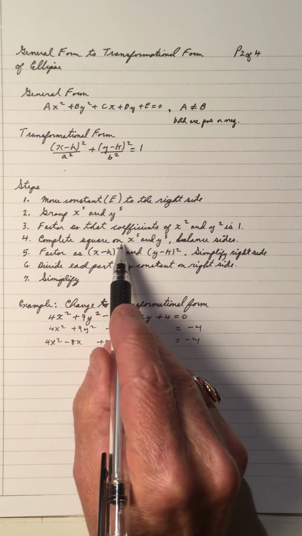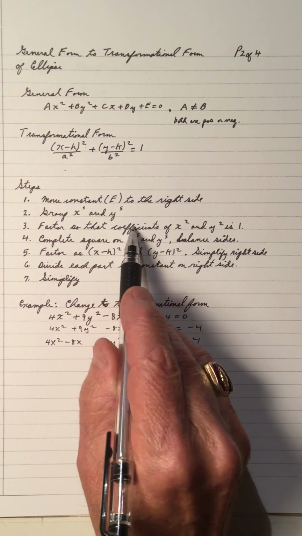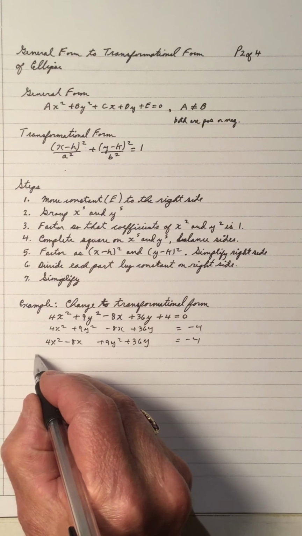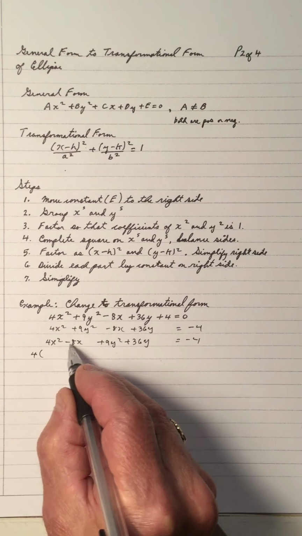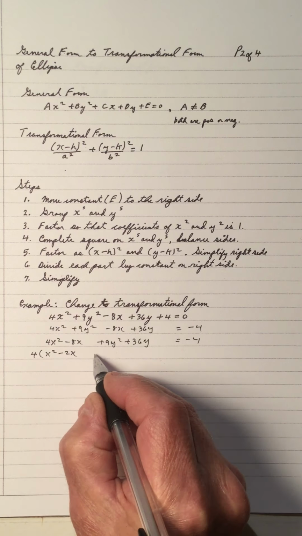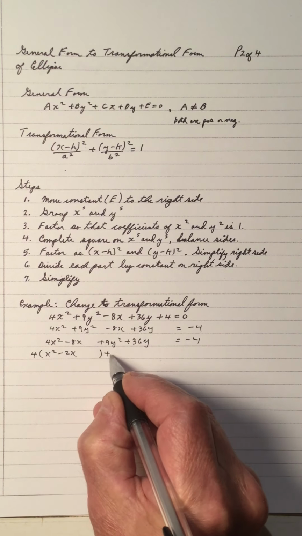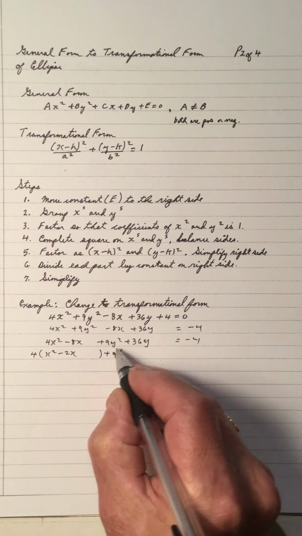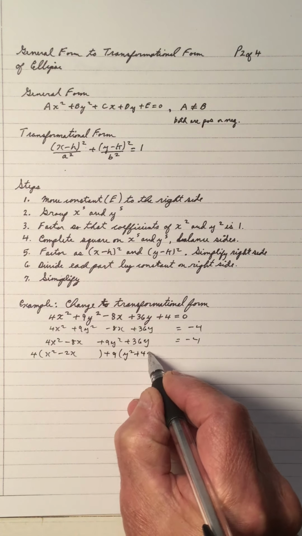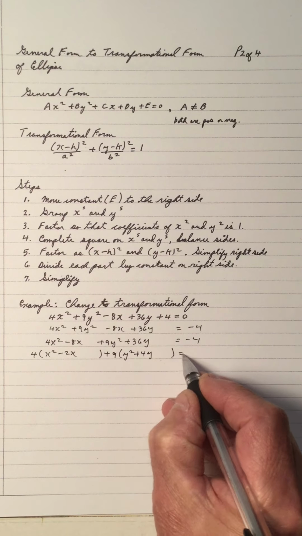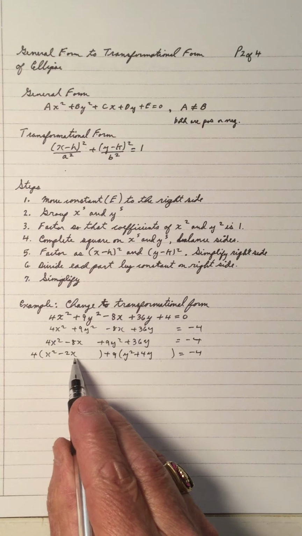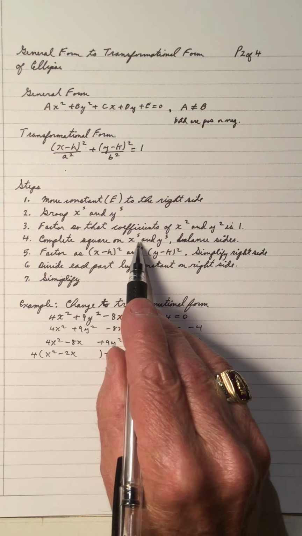Now we're going to factor so the coefficient of the x squared and the y squared is 1. So we'll remove the GCF of 4. So we get an x squared minus 2x. And we'll take out the 9. 9 is the GCF in 9 and 36, we get a y squared plus 4y. Negative 4. Now that we have that done, we'll complete the square on the x's and y's.